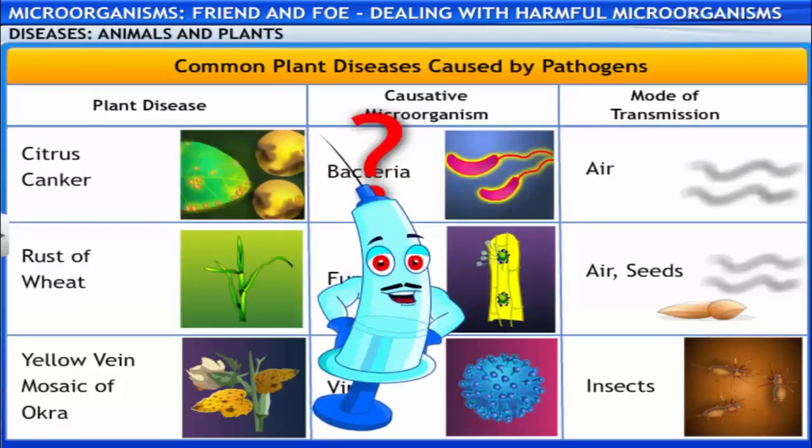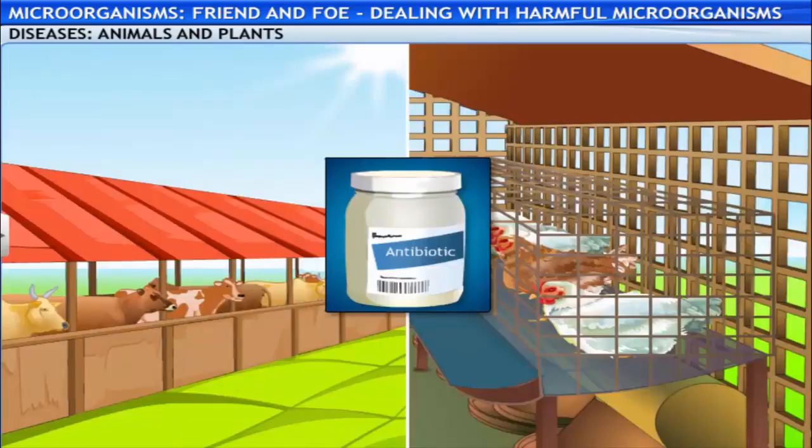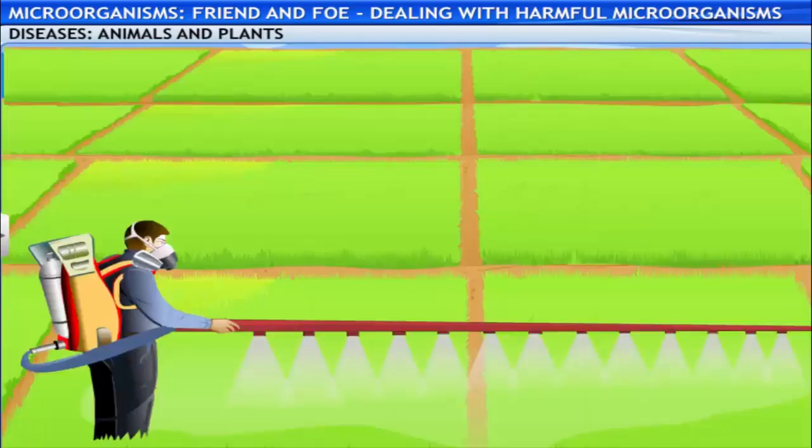Is there any way to control them? Yes. To check microbial infection in animals, antibiotics are mixed with the feed of livestock and poultry. Antibiotics, insecticides, and pesticides are also sprayed on crop to control many plant diseases.